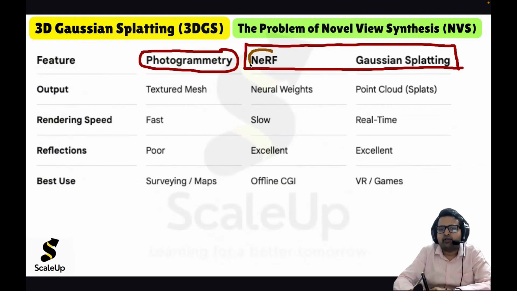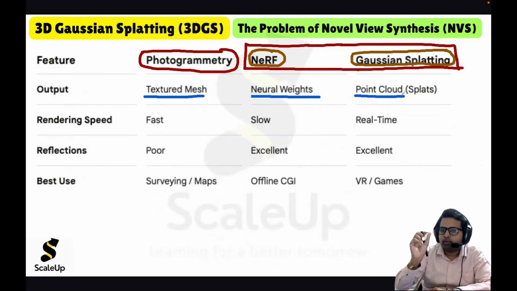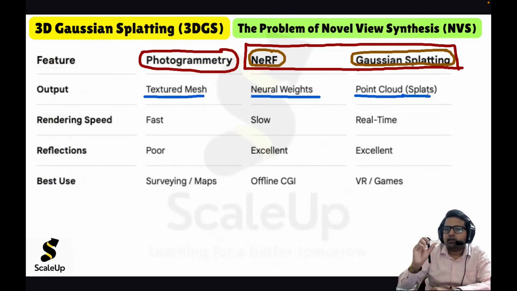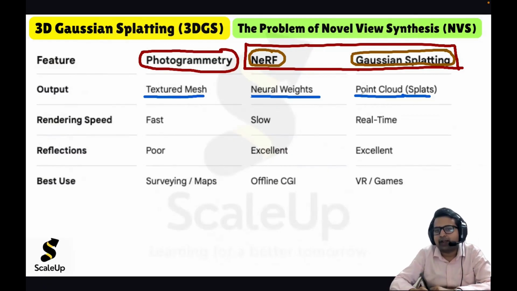So in the AI approach we have neural radiance fields and Gaussian splatting. If we just compare these two approaches, the output of the classical approach is a textured mesh. The output of neural radiance fields is neural weights, because here we are training a neural network. And in Gaussian splatting, the output will be point clouds, and these are not spherical points, but ellipsoids, ellipses in 3D. We call them splats. So we have a 3D ellipsoid point cloud. That will be the output of Gaussian splatting.